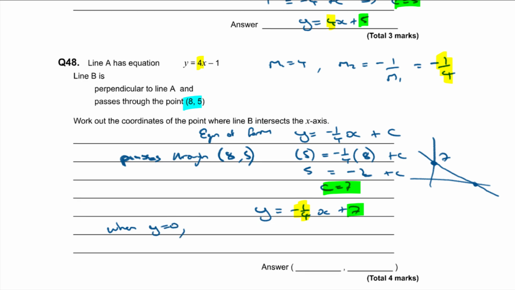Okay, so we're going to sub that into the equation. 0 equals -1/4 x plus 7. Okay, so taking my -1/4 x to the other side, I'm going to get 1/4 of x is equal to 7, and then timesing both sides through by 4, I'm going to get x is equal to 4 lots of 7, that's equal to 28. Okay, so my coordinate down there is going to be x is 28, y is 0, so 28, 0.